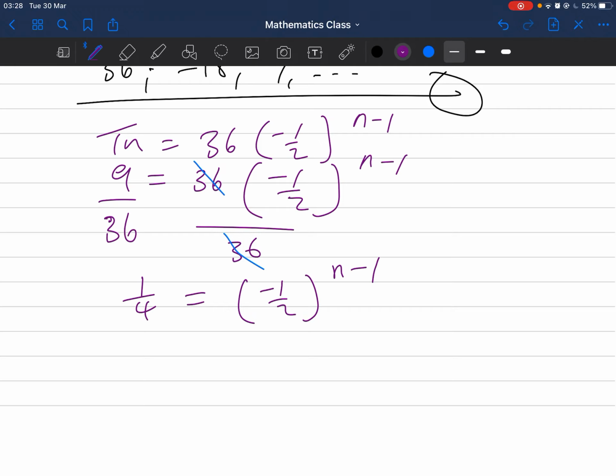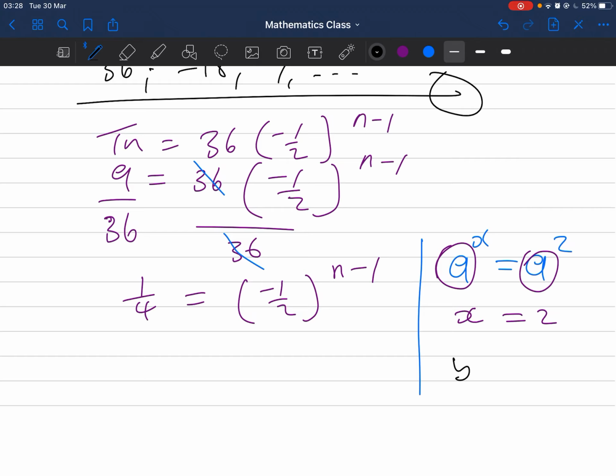From here we can use your knowledge about algebra. Your knowledge about algebra says that if you have b power x is equal to b power 4, and the bases are the same, then the exponents are equal. So you have b power y is equal to b power 4. You see the bases are the same. This is b, by the way. Bases are the same, then the exponents are equal.